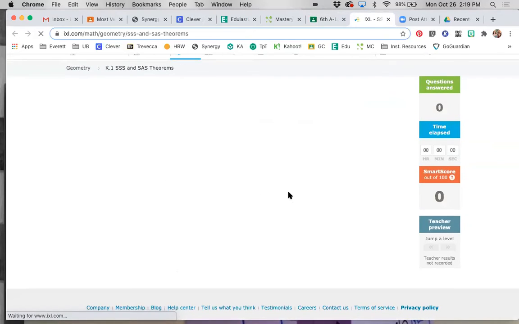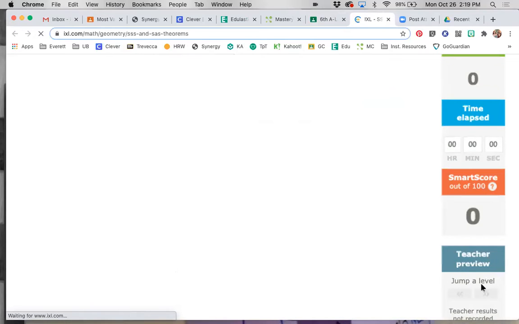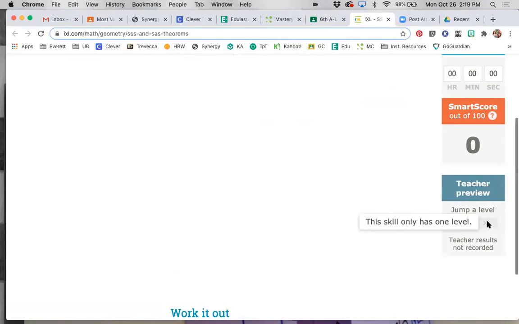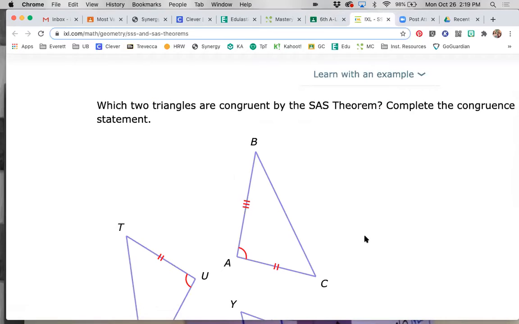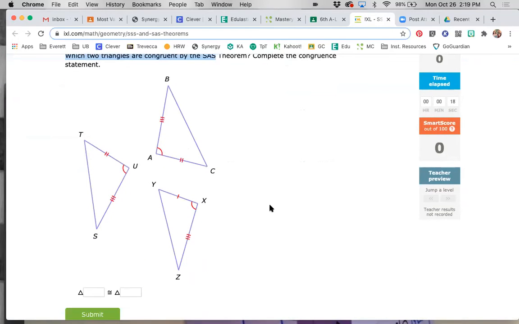So side, side, side, and side angle side, there's only one level. When my teacher account loads, you'll see there's only one level to this skill. I can't jump. So that's pretty good. And the question is always, which 2 are congruent by, and then it's going to tell you. It's either going to be side, angle, side, or it's going to be side, side, side on this one IXL. So you just have to look at your marks carefully.